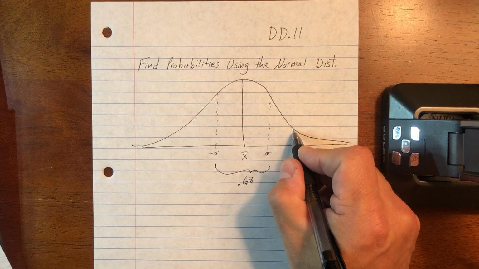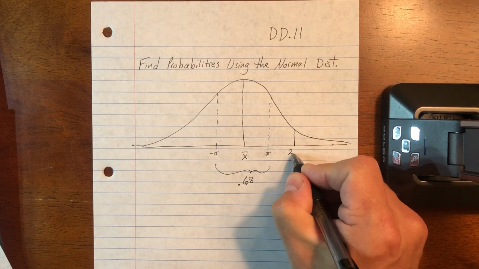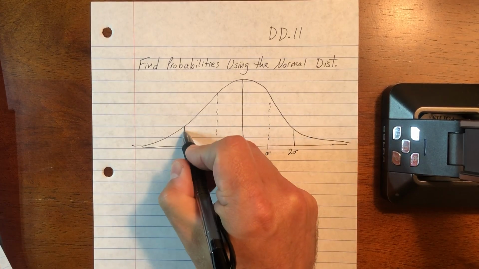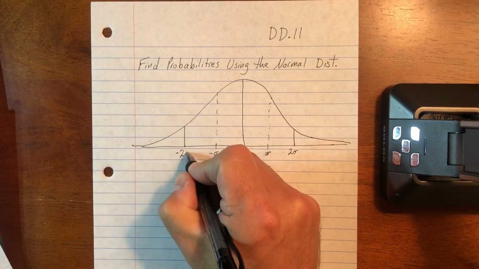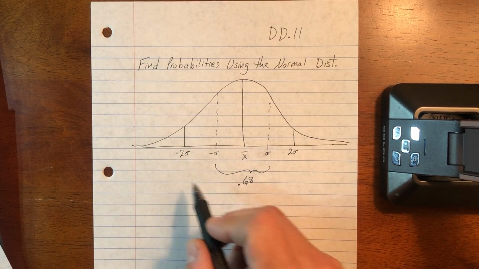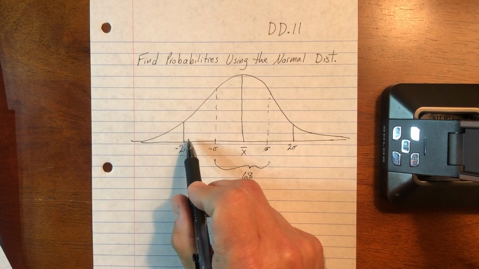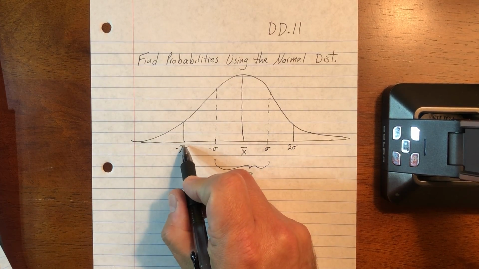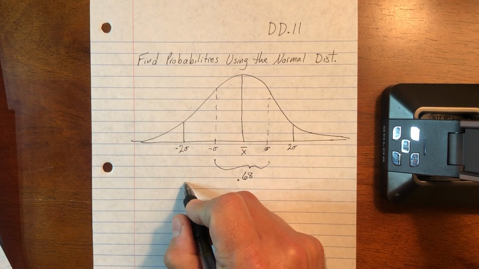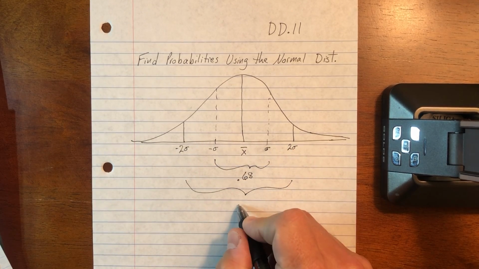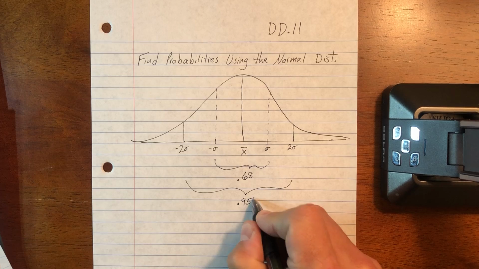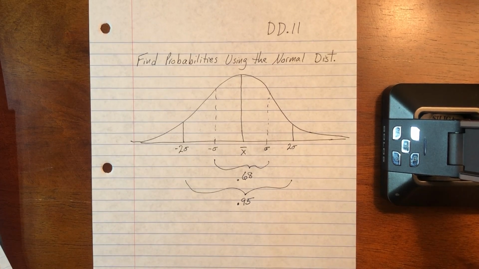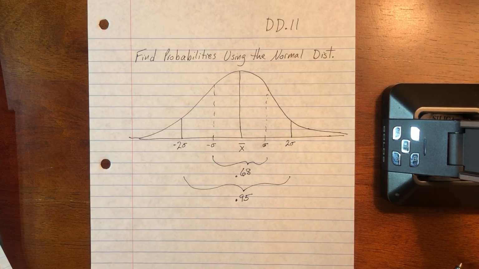If we go another standard deviation, we'll call this 2 sigma and negative 2 sigma in that direction, well, then the probability that any point taken at random on the normal distribution is within 2 standard deviations of the mean, we said this yesterday, that's 95%. You've got a 95% chance, or 0.95, of that happening.